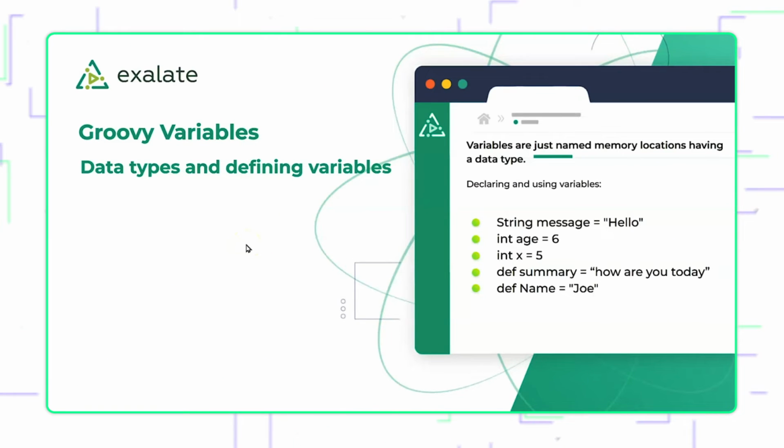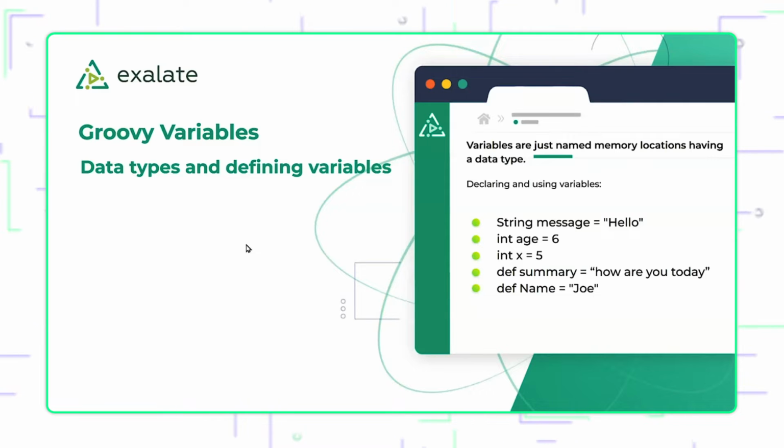In this video, we'll have a look at how Groovy variables are used and how you can define and use them in your Groovy scripts. There are a couple of ways to define Groovy variables. One is the native way of specifying the data type followed by a variable name, which would be like int x or float f. The other way is to use dynamic typing, where you just use the keyword def to create a variable.